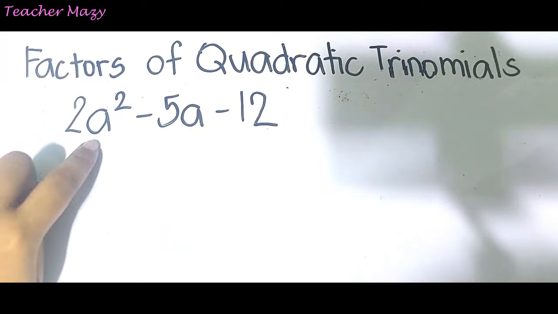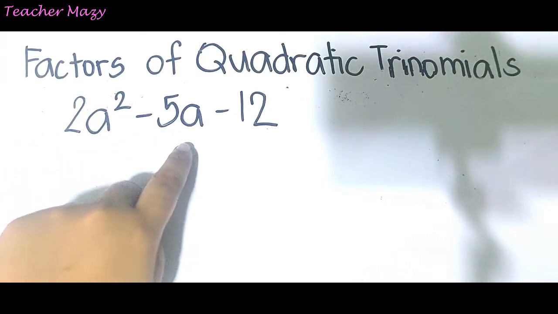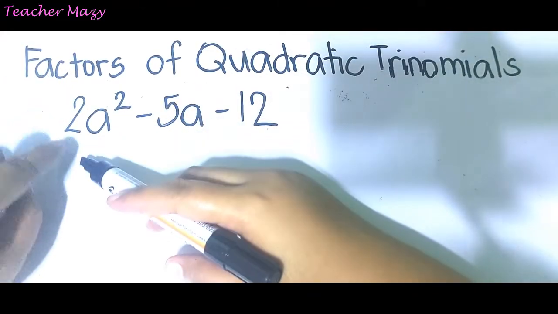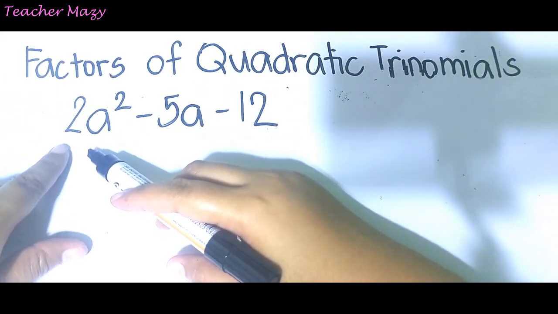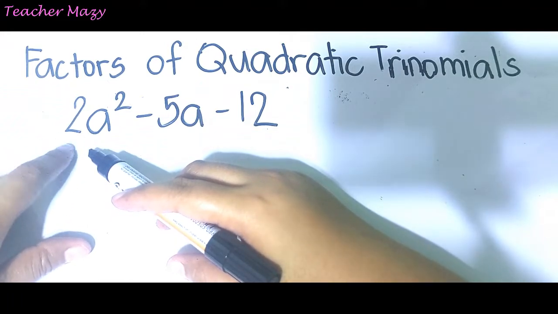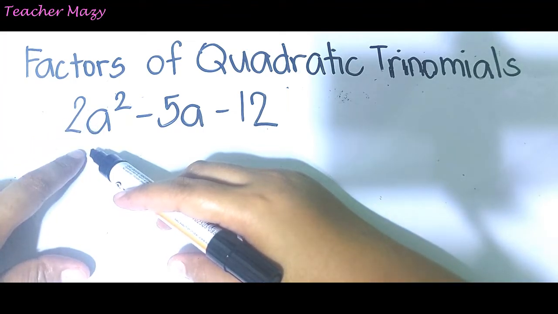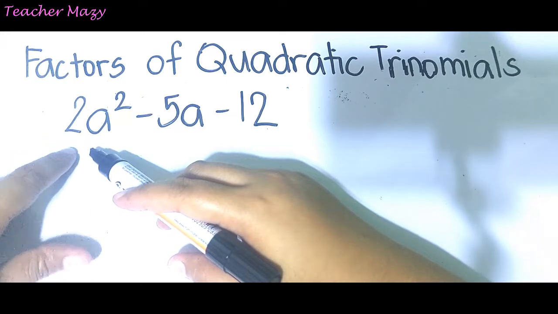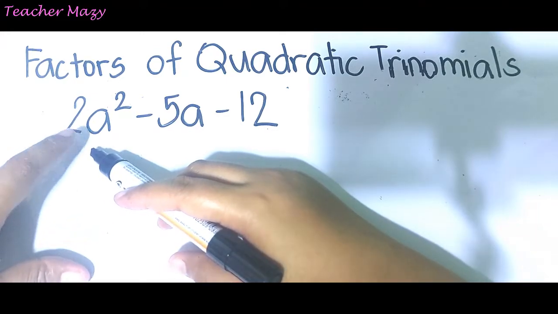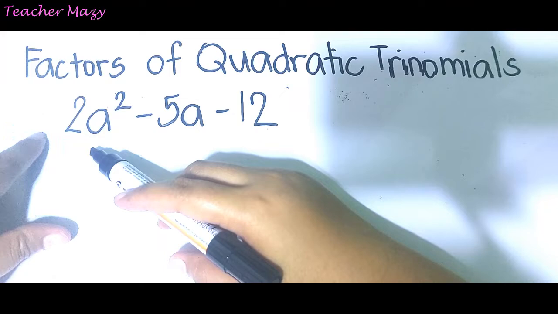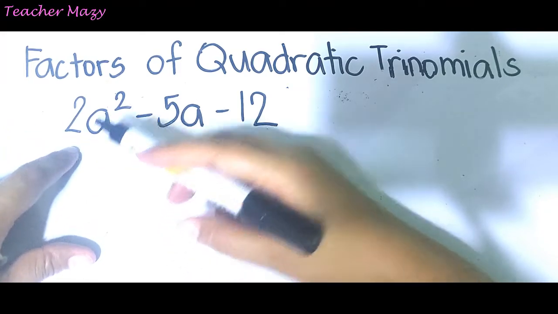We have 2a squared minus 5a minus 12. As we can see, the numerical coefficient of our first term is 2, which is greater than 1. Unlike the first form, where the numerical coefficient is 1, this time it is more than 1. So let's use 2 as the numerical coefficient of the first term.